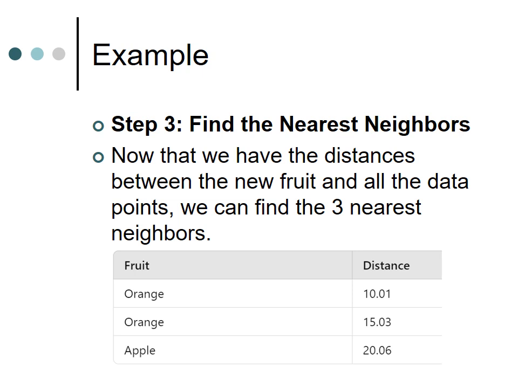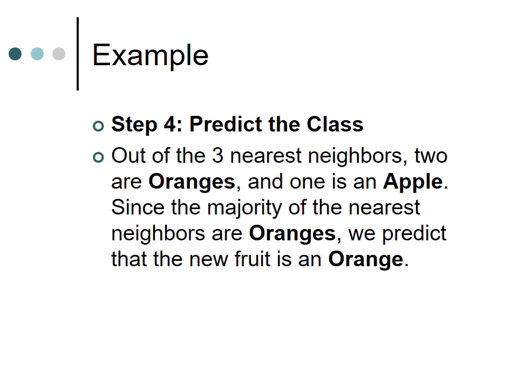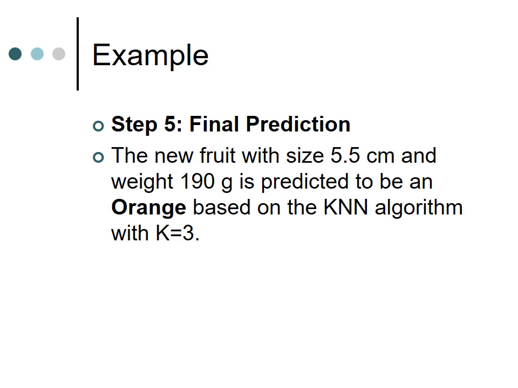Now we will make the majority voting. So two are orange and one is apple. So out of the three, we have two oranges and one apple. Since the majority of the nearest neighbors are oranges, we will predict that the new fruit is an orange. So the final prediction is that the new fruit with size 5.5 centimeter and weight of 190 gram is predicted to be an orange based on the KNN algorithm with k equals to 3.